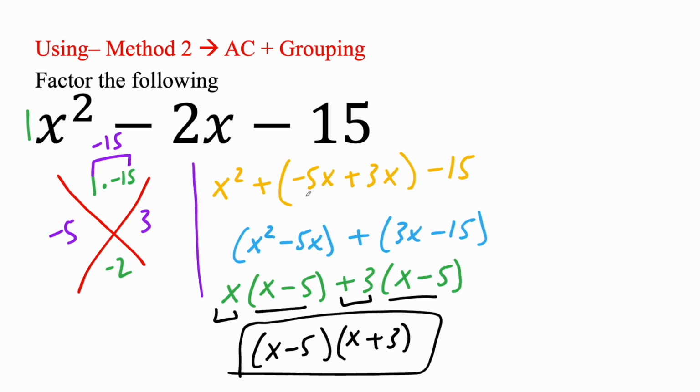But it's always a good idea to check, so let's expand. X times x will give us x squared, x times 3 will give us 3x, negative 5 times x is negative 5x, and negative 5 times 3 is negative 15. So we see x squared, it matches, negative 15, it matches, and 3x minus 5x is negative 2x, so it matches.